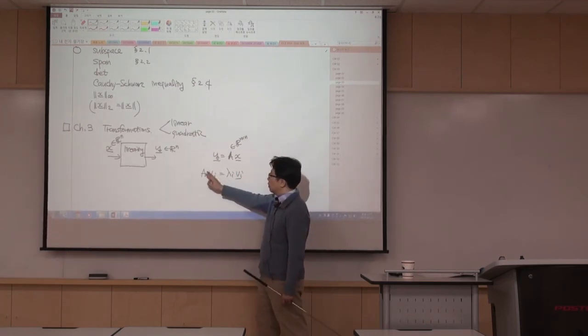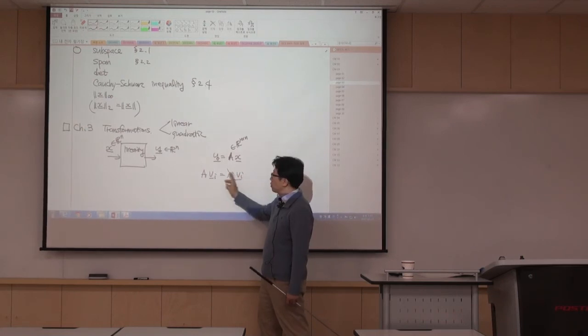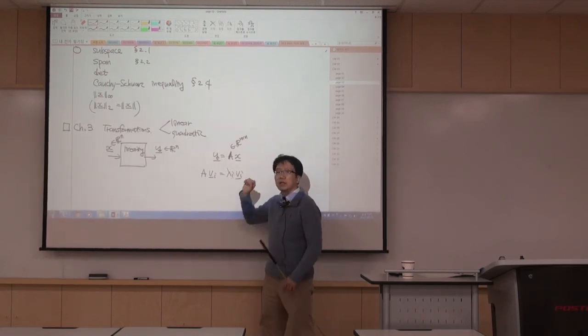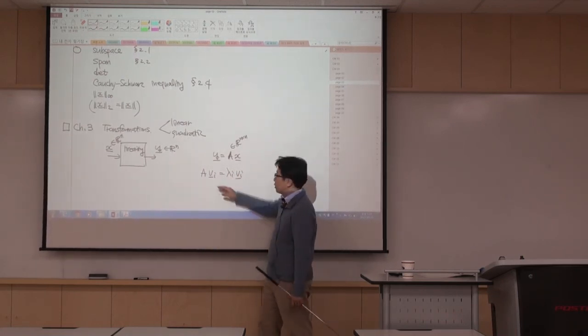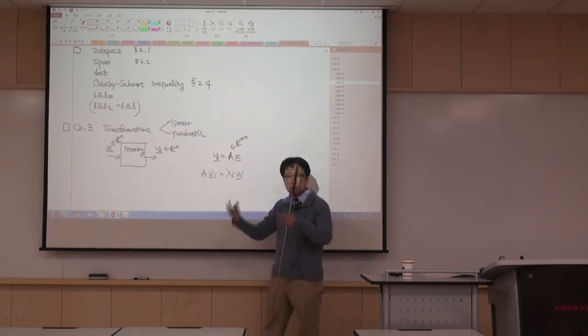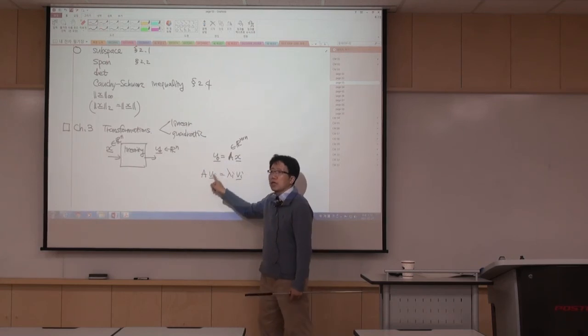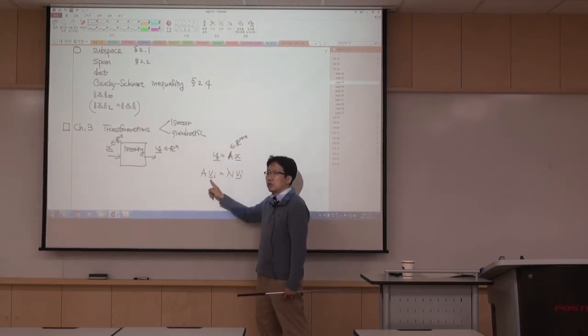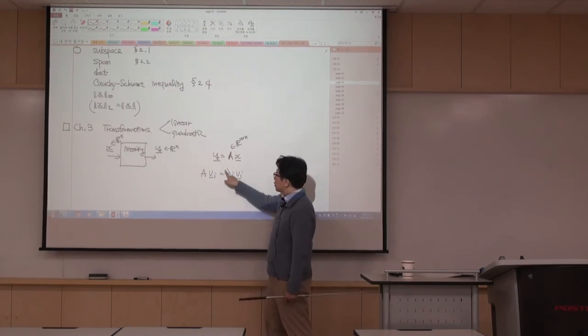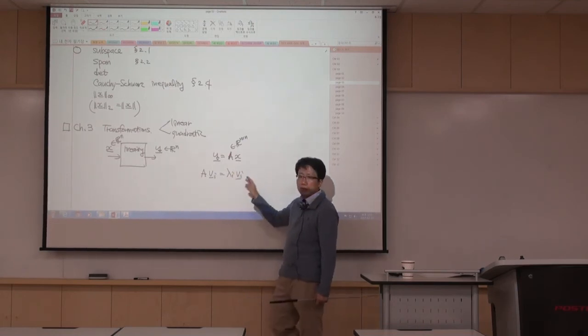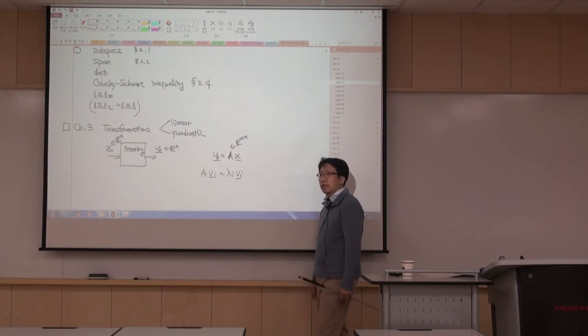So if the output of a linear system is proportional to the input, then every time you see something like this, not only with vectors but also with some signals, you call this input an eigenfunction, or in this case eigenvector. And the corresponding constant is called the eigenvalue. Got it?